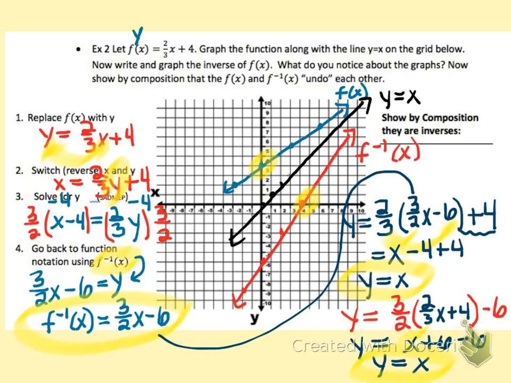And so once again, it simplifies down to y equals x, and so basically one equation undoes the other. It undoes all the operations and gets you right back down to just y equals x, and that's really what we mean when we say inverse. We just mean a function that undoes all the operations to the other and gets you back to y equals x.